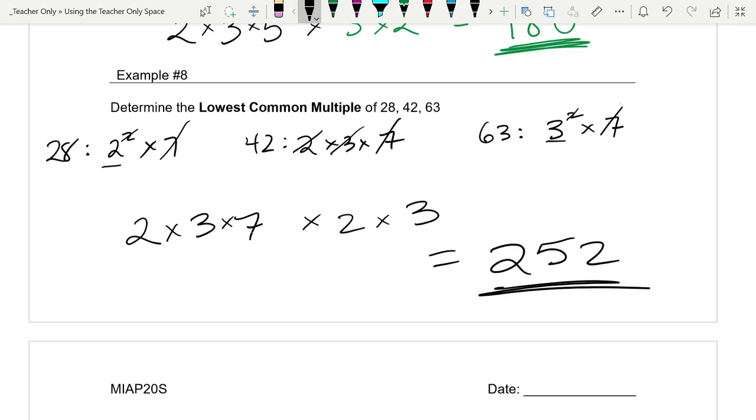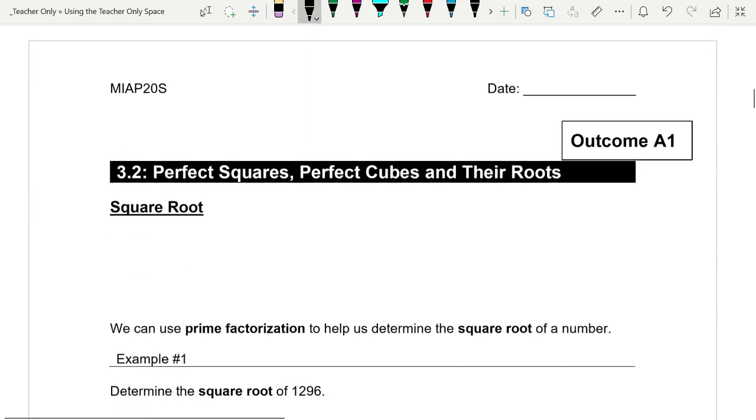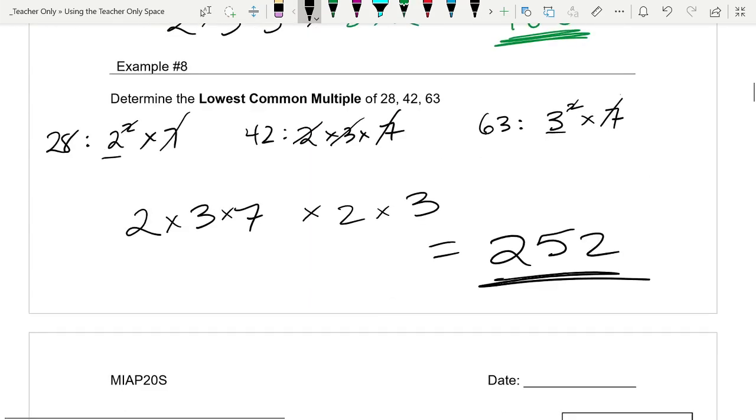And I didn't even let you use scrap paper. Nice work. Okay? All right. That was the end of example 8. And that actually is the end of the first lesson.